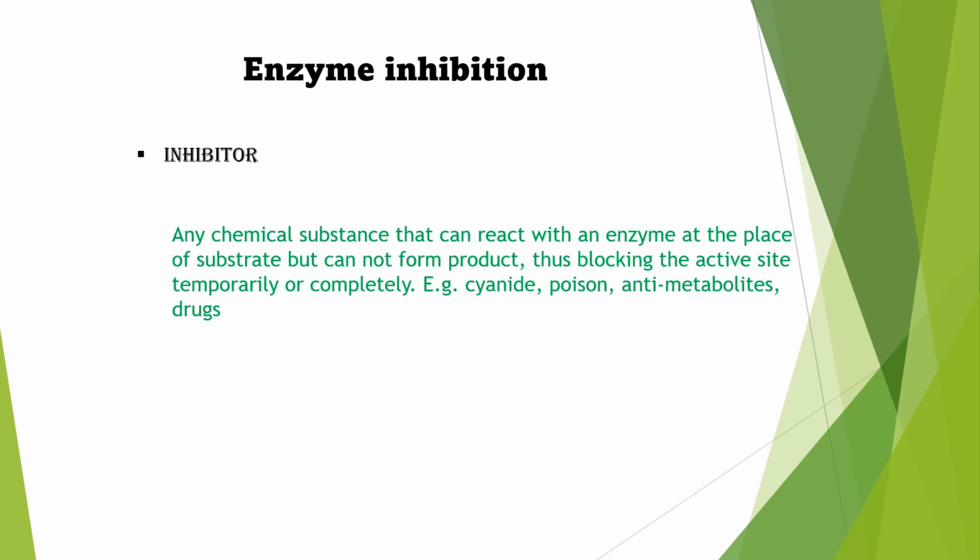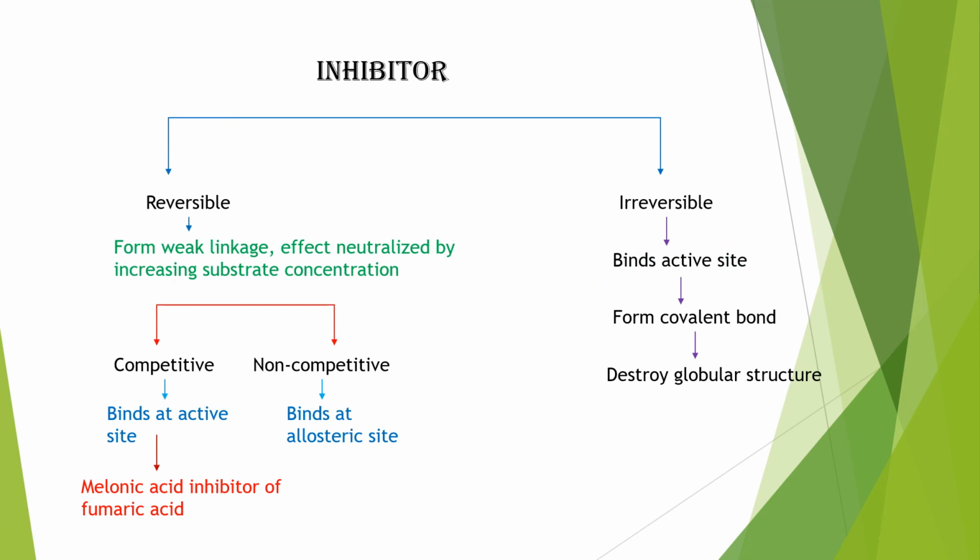Now, our last topic is enzyme inhibition. What are inhibitors? Inhibitors are chemical substances, and they react with the enzyme at the place of substrate, and they will block the active site of the enzyme. As a result, substrate will not be converted into the products. Inhibitor examples include cyanide, poison, antimetabolites, drugs, etc. Now, we have two types of inhibitors, reversible inhibitors and irreversible inhibitors.